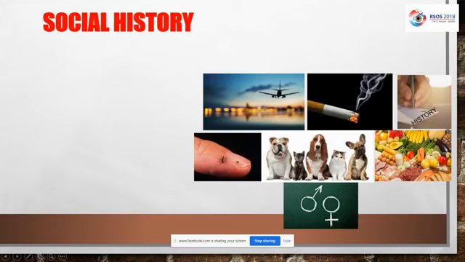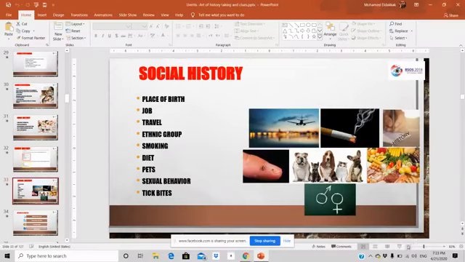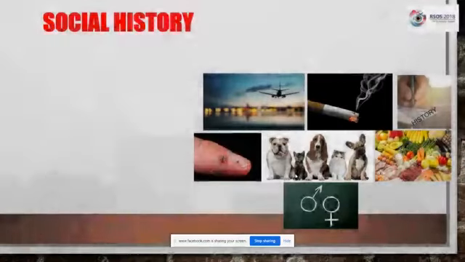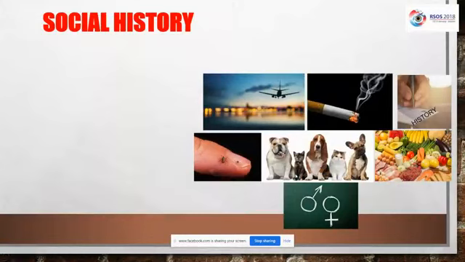The importance of the social history will be highlighted in specific items. So the place of birth is very important because some patients can come from another ethnic origin or another place that has a prevalence of specific types of diseases that can be associated with uveitis. So it's very important to report the place of birth, the job.